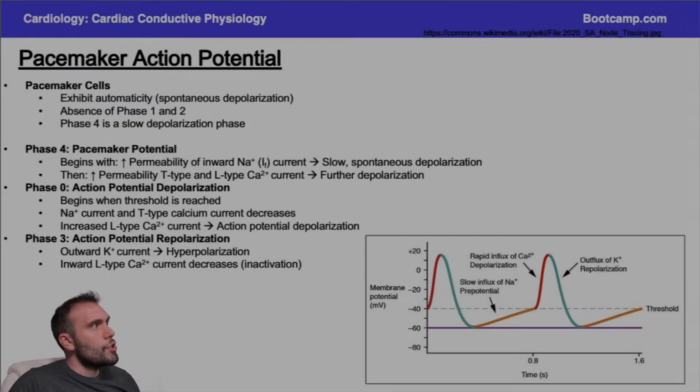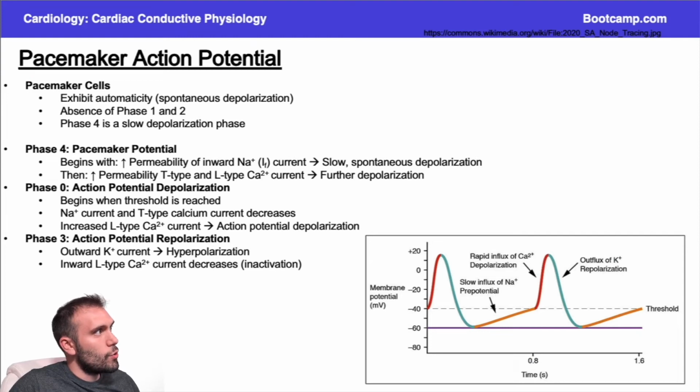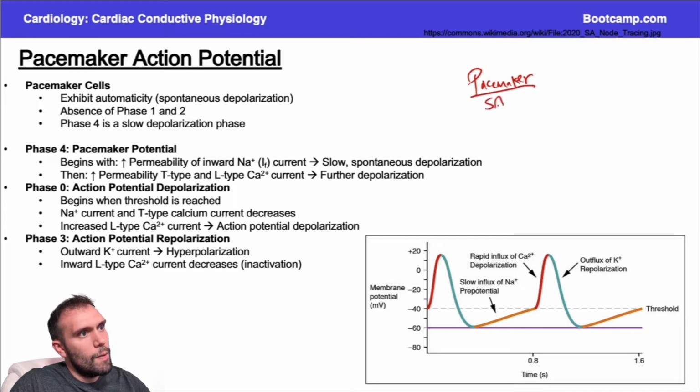All right, so just talking about the pacemaker action potential. In the heart, the way to organize this in your mind is to say, okay, I have two types of major cells. I have my pacemaker cells, which, when we're talking about pacing, we're usually talking about the SA node, but we can group the AV node in here as well. So these two are going to be your primary pacemaker cells. And then you can think of everything else as your non-pacemaker cells.